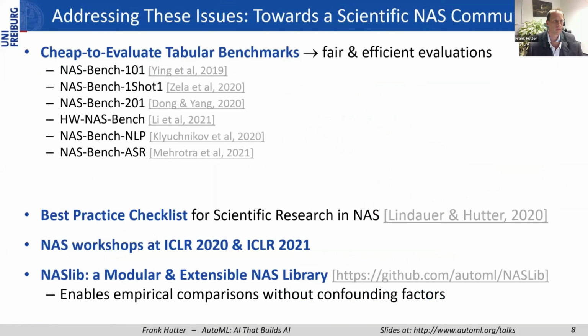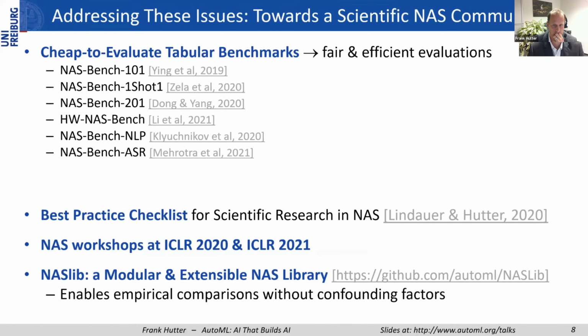Fortunately, the community has recently been working quite a lot on addressing these issues. One of the most important tools for this is tabular neural architecture search benchmarks, which enable fair and efficient evaluations of our NAS methods, multiple runs, ablation studies, and all the things that you want to do in an established scientific framework. We've also established a best practice checklist for scientific research in NAS, and we've started the neural architecture search workshops at ICLR that are now annual. And finally, we also have the NASLib library that enables empirical comparisons without confounding factors.